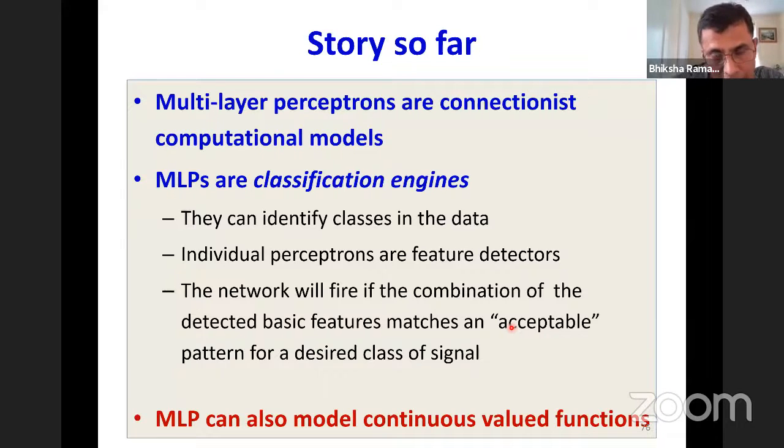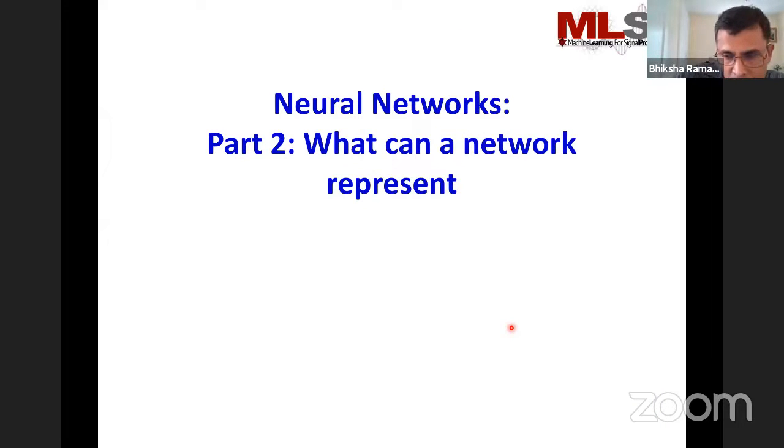MLPs are connectionist computational models, which can model any Boolean function. They're classification engines that can capture any decision boundary, and they do so by detecting basic features and composing patterns from these basic features and seeing if the input matches a pattern that is acceptable for the given class. They can also model continuous valued functions. So that's the end of the first part of this lecture.